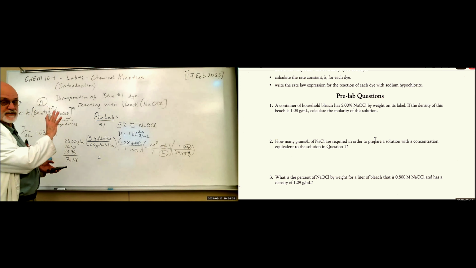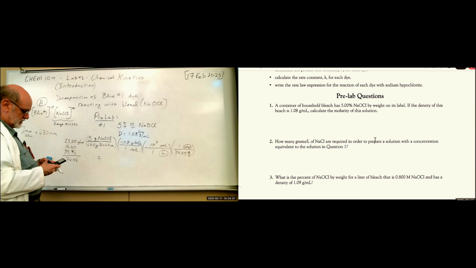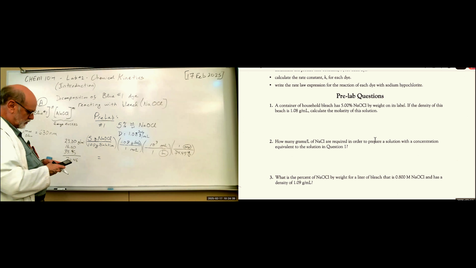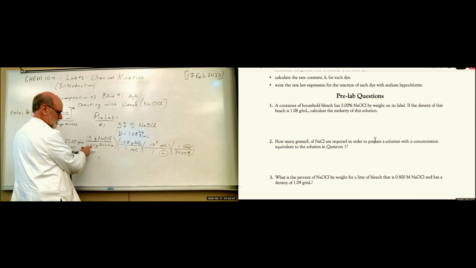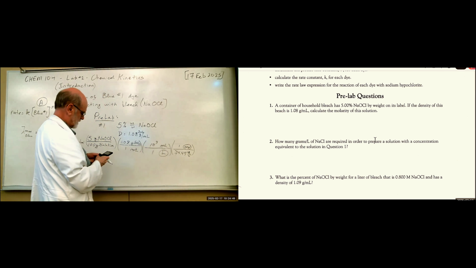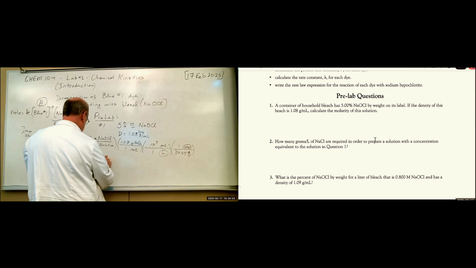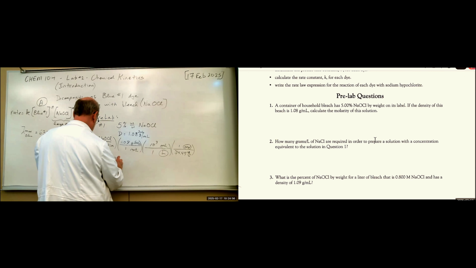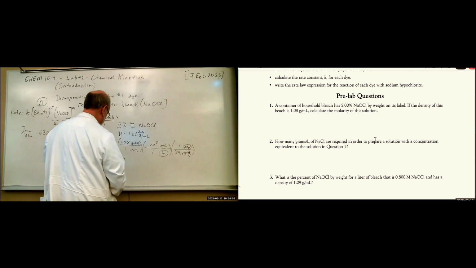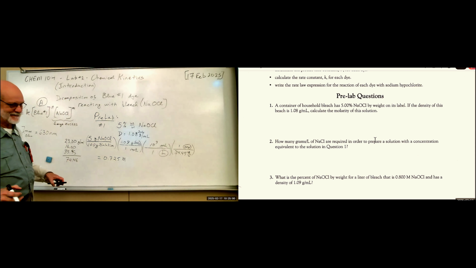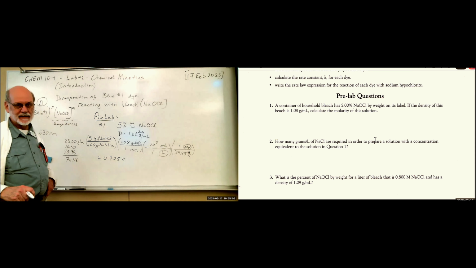Okay. So that's the thinking part. Now it's just crunching numbers. So 5 times 1.08 times 1,000 divided by 100, and divided by 74.45. So that's 0.725 molar.